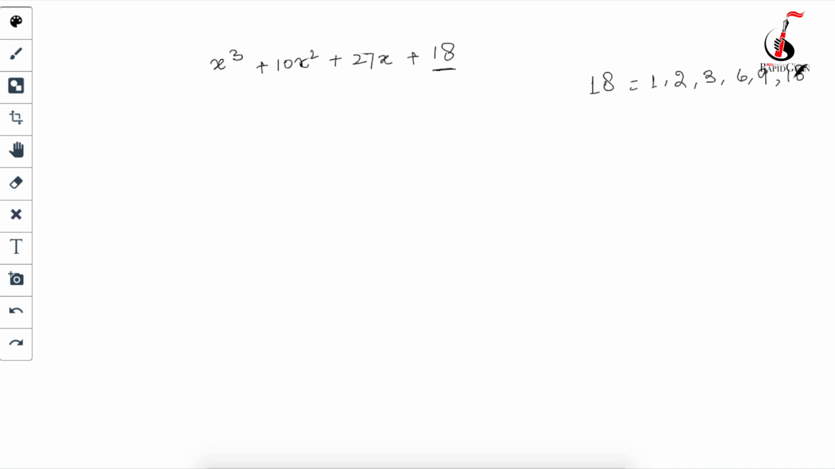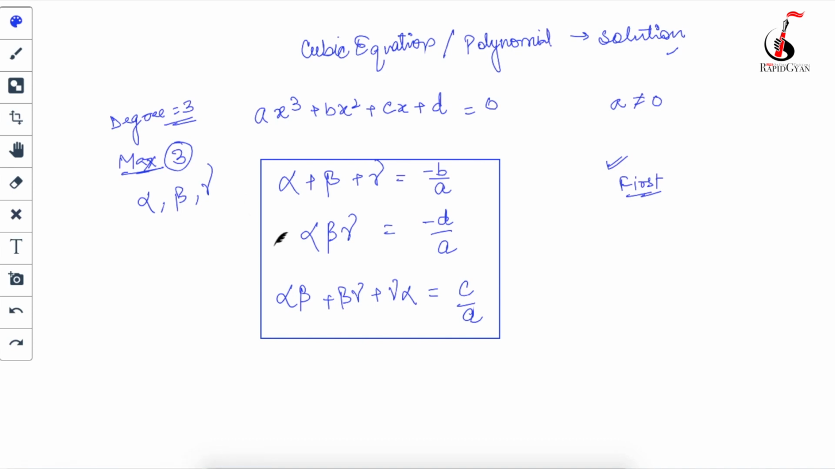So guys, as I have told you, in these factors, what is this 18? 18 is your D part. So what you will have to do, come here. In which case is D coming? D is coming in your second case. Means if you multiply this alpha, beta and gamma, what will you get? You will get minus D upon A. Okay, means D is coming in this case.